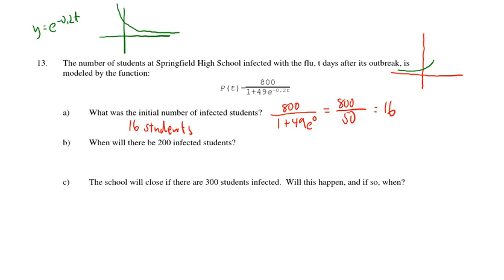So this whole term on the bottom, 49 times a number really, really close to 0, is a number really, really close to 0. So all of this stuff that I'm highlighting here pretty much goes away when t is really large, and I get 800 divided by 1. So this function is going to level off, and this is not an accurate scale, but it's going to level off and never quite hit 800.